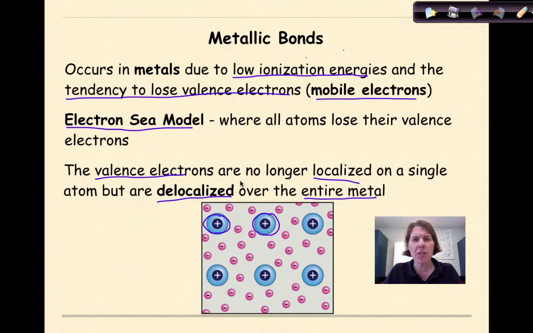So when we talk about metallic bonds, think of the idea that these valence electrons are able to move. And because they're able to move, that's the bonds that are going to form between these positive ions.